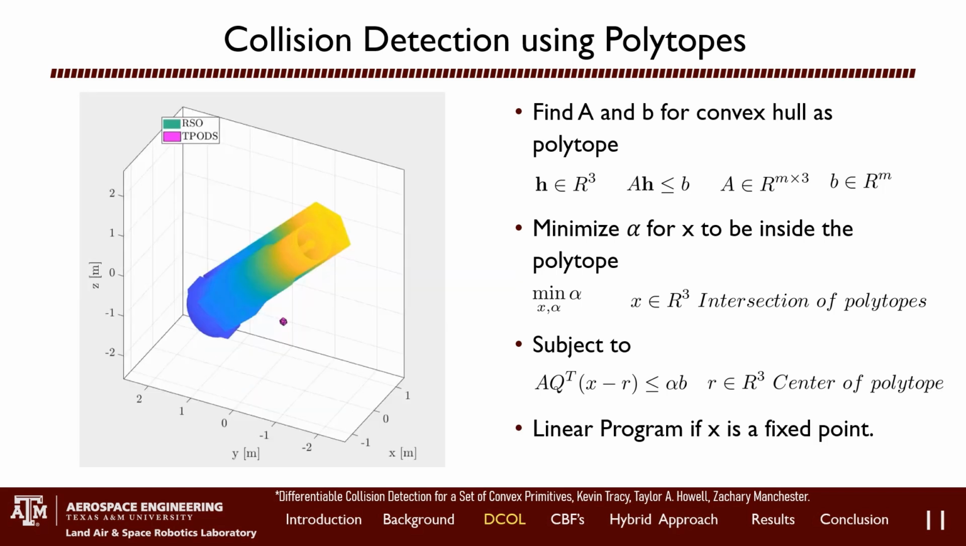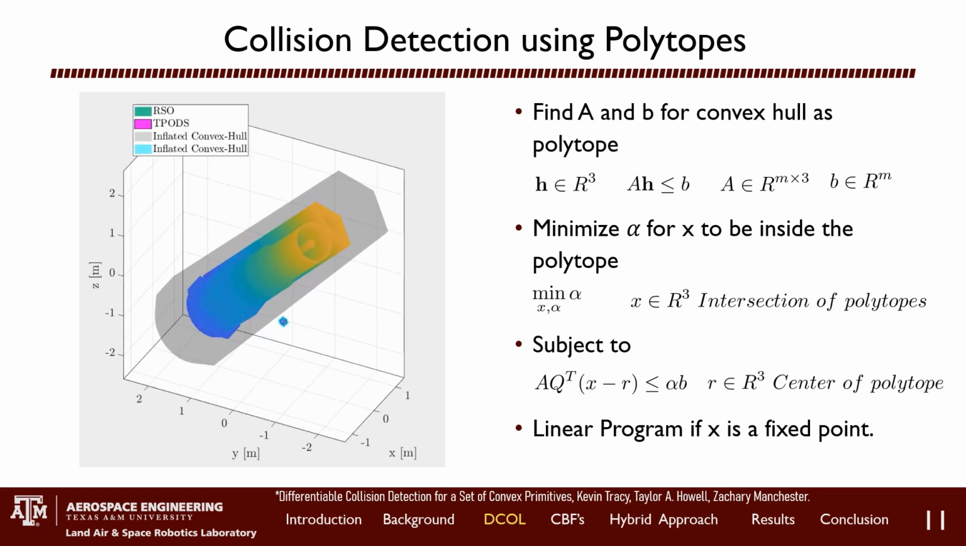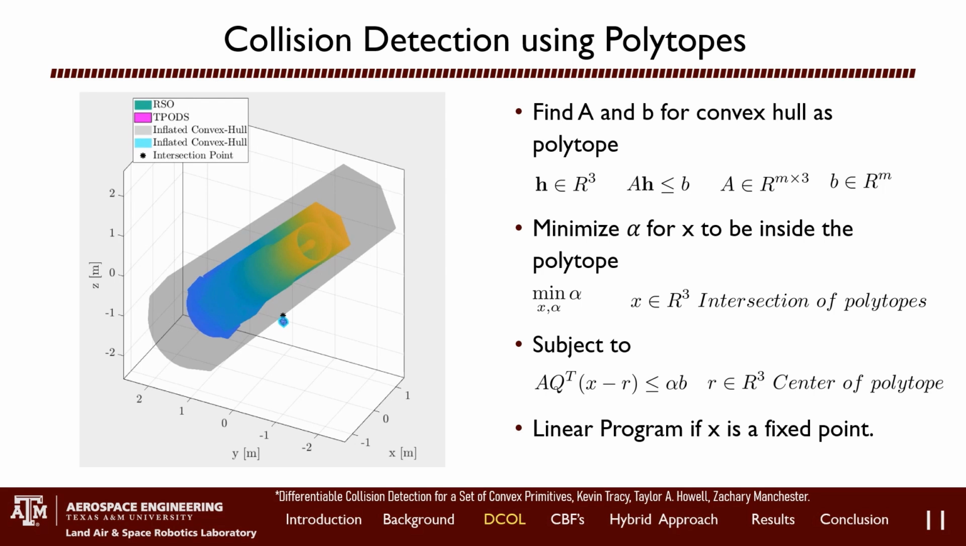And this algorithm is robust enough for any complex shapes. So for example, if we have this kind of RSO, if we inflate again its convex hull and then find the intersection point, we will be able to determine the collision between teapots and the RSO.